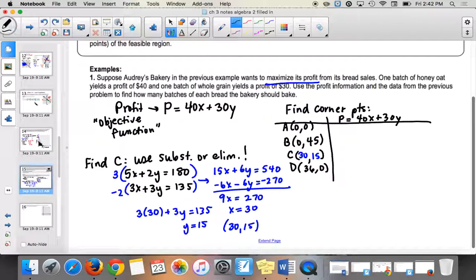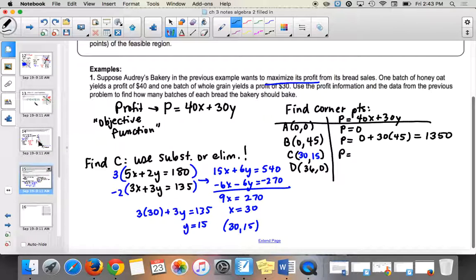0. Doesn't that make sense? If you sell 0 loaves of each one, probably not going to make any money. Sometimes profit could be negative. Sometimes you lose money, right? In that case, I think it really would be negative. All right, if I plug in 0 and 45, I get 40 times 0 is 0 plus 30 times 45. I think that's 1,350. That'd be a lot for bread to make $13,000.